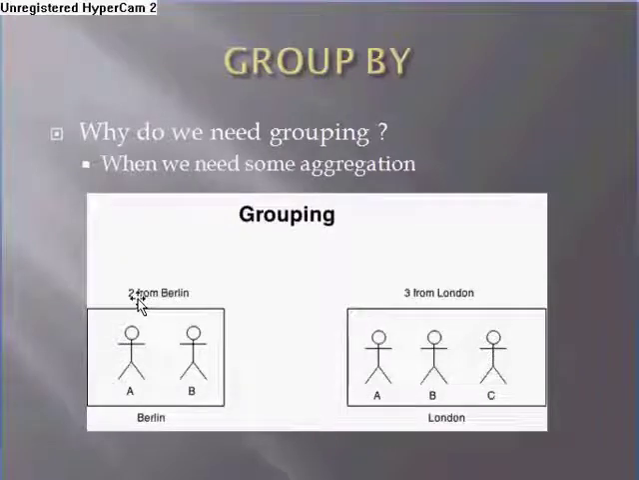Like there are two people from Berlin and 3 people from London. The 2 and 3 are not explaining details about the person. It is giving how many people there are. So whenever there is a count, summation or any other operation denoting complete aggregation, like this is the aggregation of Berlin people and this is the aggregation of London people, whenever we are doing some aggregation we require grouping.